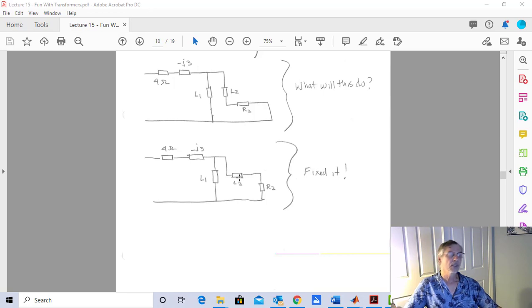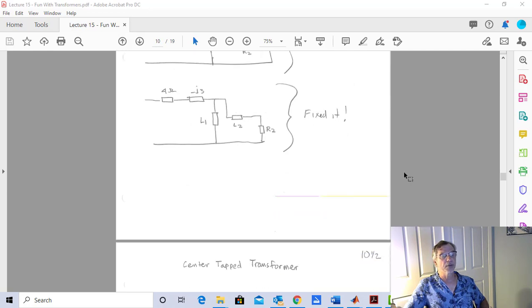So, like I mentioned in lecture 13, you will see on PC boards, if there are inductors in close proximity to each other, especially in a filter where you want those inductors to act independently, you'll very frequently see them laid out at right angles to each other, and that's why.